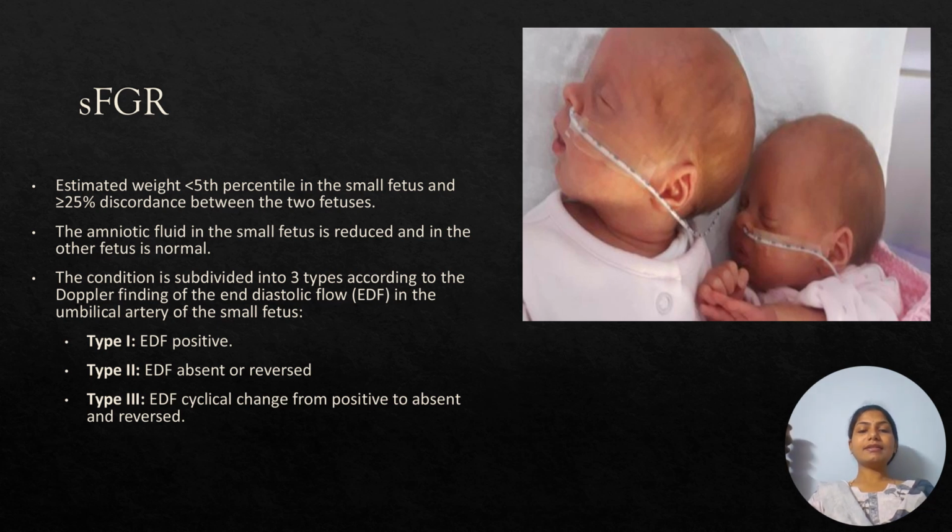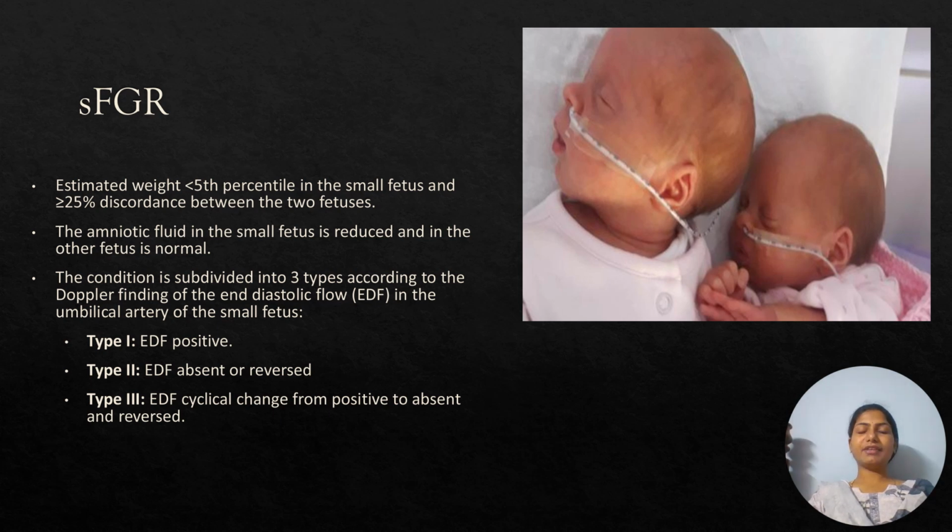And also there is growth discrepancy with respect to other fetal biometry parameters, like more than 5% discrepancy with respect to head circumference, more than 20% discrepancy with respect to abdominal circumference, and also the estimated fetal weight discrepancy could be more than 600 grams.